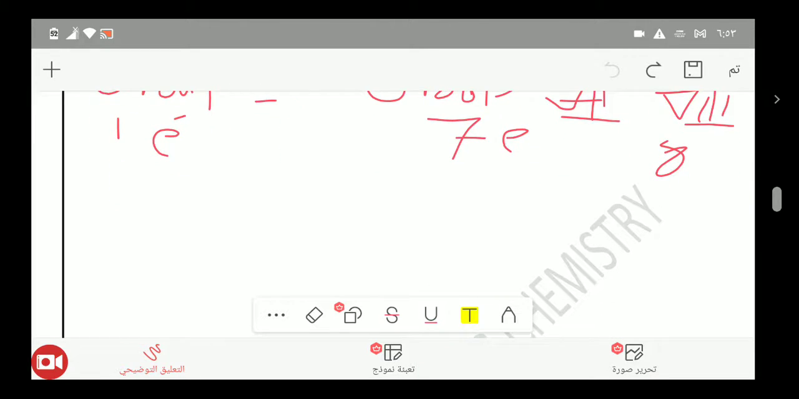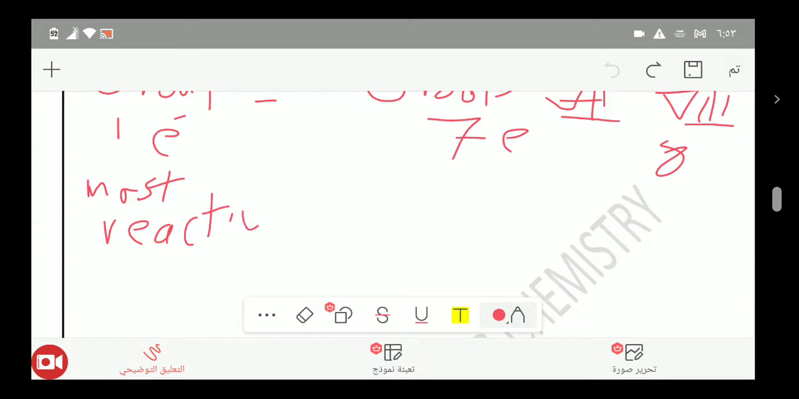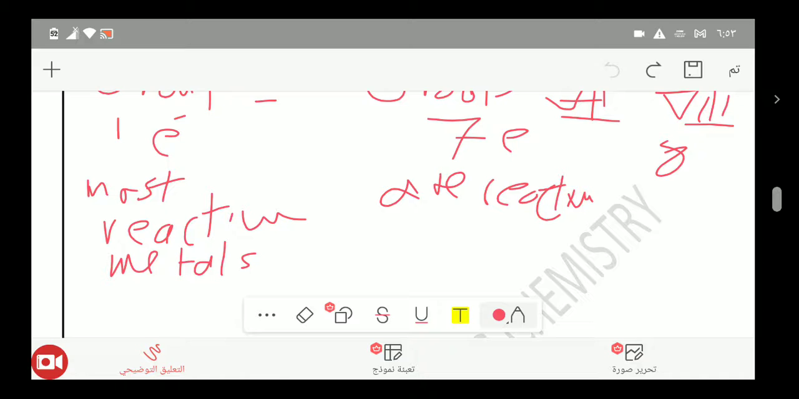When you talk about the reactivity of those three groups, we have to say that group 1 elements are the most reactive metals in the periodic table. Why? Because they tend to lose their outermost shell electron. Group 7 elements also are reactive, because they tend to accept one electron and have a negative one oxidation state. Group 8 elements are not reactive.